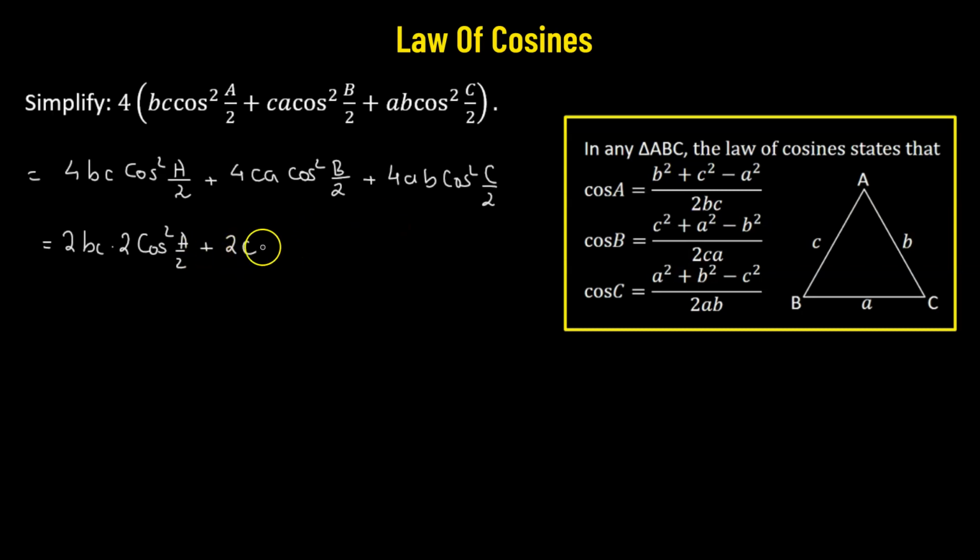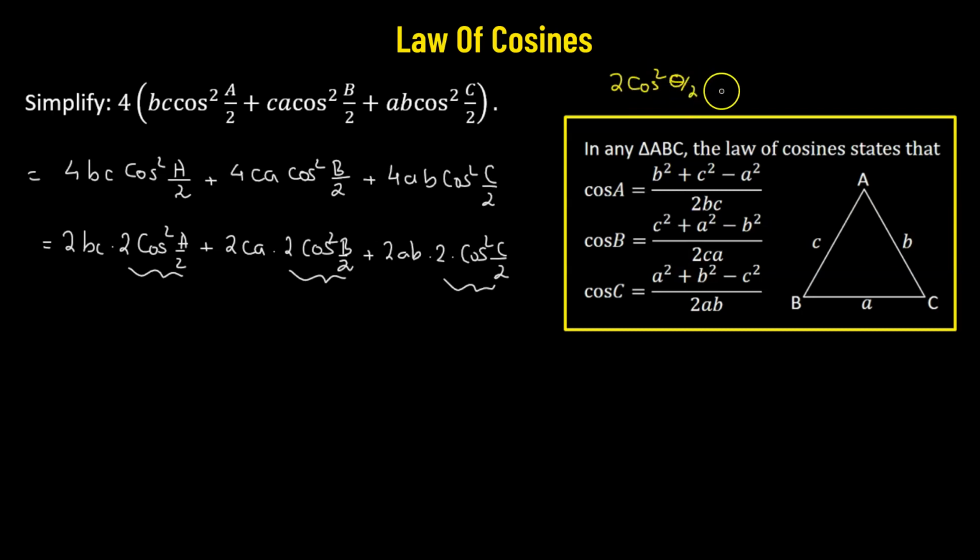So we have 2 times CA multiplied to 2 times cosine squared B over 2 plus 2 times AB multiplied to 2 times cosine squared C over 2. So can you guess why I wrote this in this particular fashion? That's because we know that whenever we have 2 times cosine squared theta over 2, that becomes equal to 1 plus cosine theta. So that's a standard identity. This is what we're going to use here.